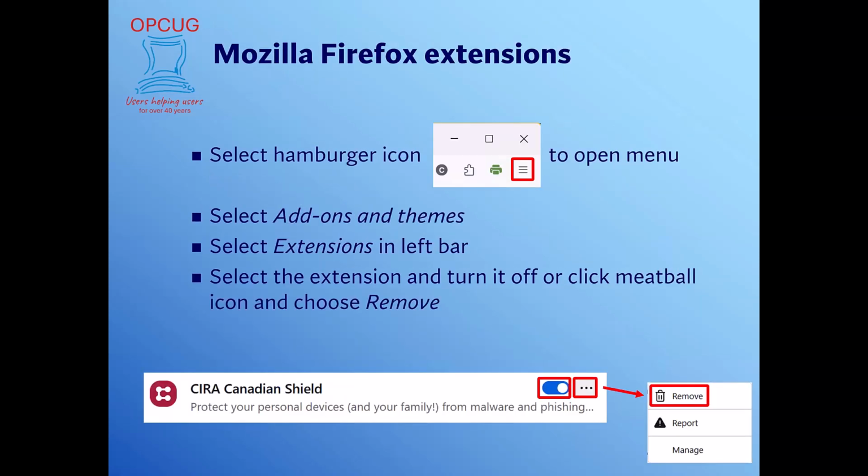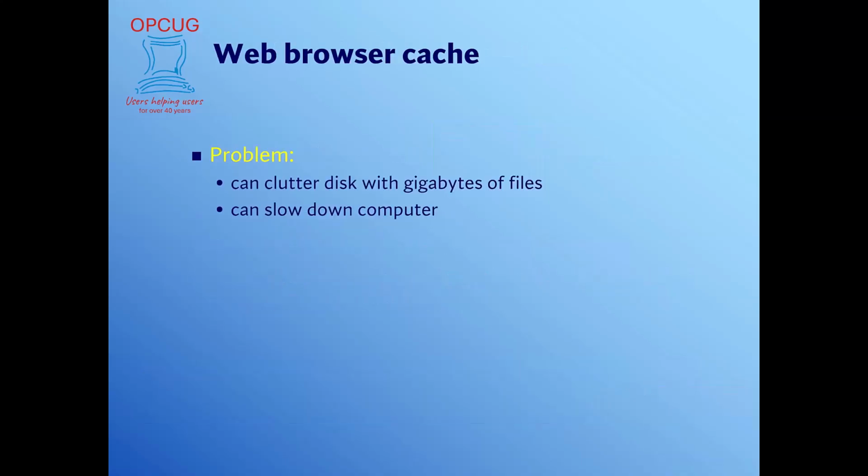In Mozilla Firefox, you go to the hamburger menu, the 3 horizontal lines, go to Add-ons and themes, Extensions in the left bar, and then again, you can just toggle off a particular extension, or you can click on the 3 dots and choose remove if you no longer want to have that extension there.